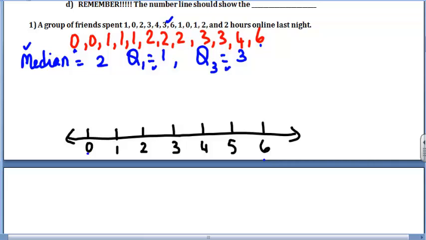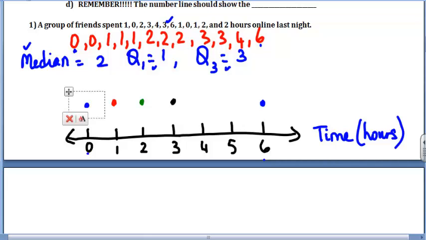Now I'm going to write the next important thing, which is units. In this case, it is time, but the actual unit is hours. So time in hours. All right, now let's go ahead and do this. The minimum value is 0, so I'm going to make a dot at 0, dot at 6, Q1 is 1, Q3 is 3, and the median is 2. So I have all the 5 points here.